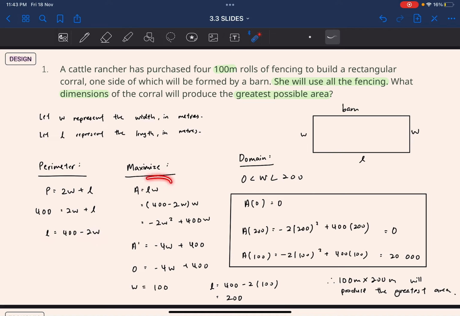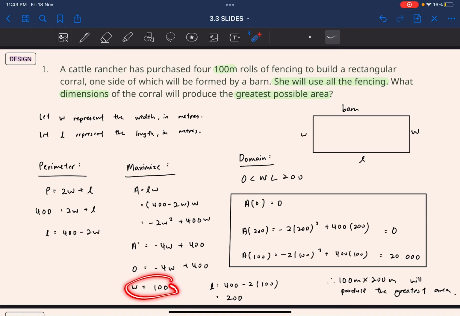Then we have to find the area. The area, as you know, is length multiplied by width, and since we already isolated for the length, we subbed it in, and then we expanded this, and we got negative 2W to the power of 2 plus 400W. Then we found the derivative of the area, and we got negative 4W plus 400. We set the derivative equal to 0, so then we can isolate for our variable, which is W. We ended up finding that the width is 100.